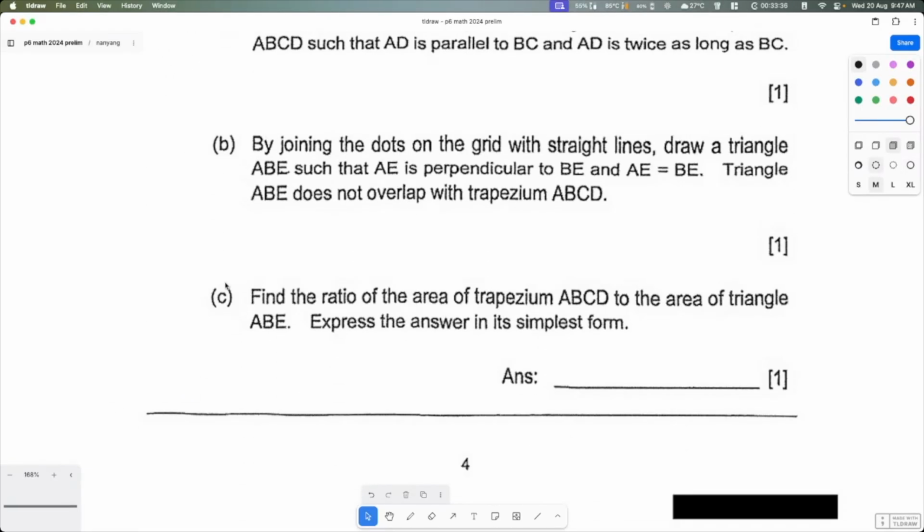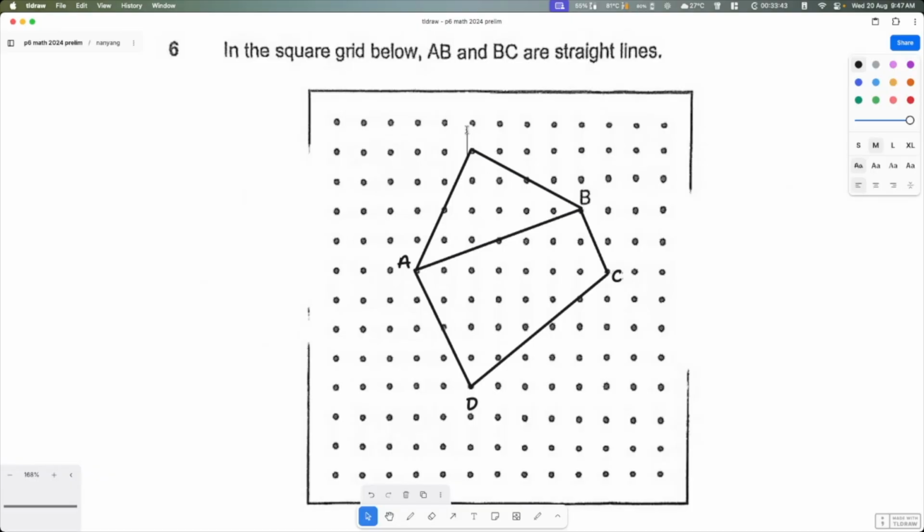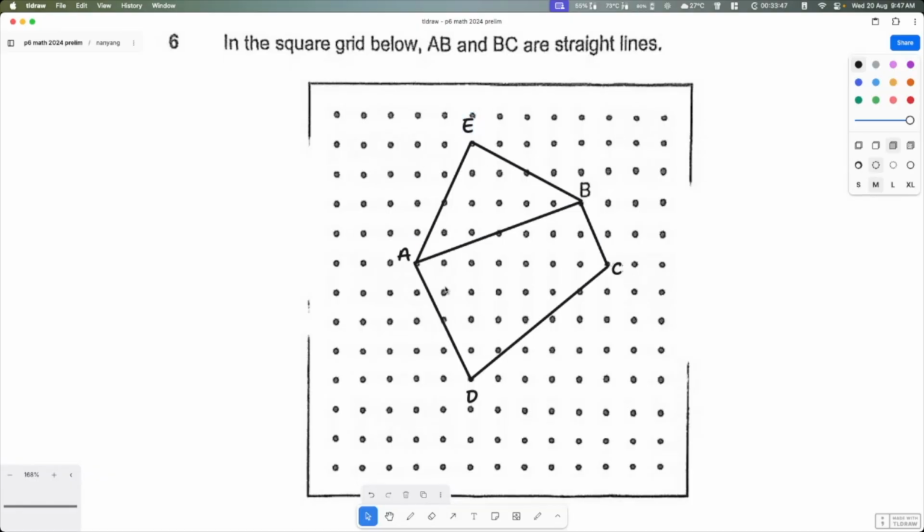For part C, find the ratio of the area of trapezium to the area of triangle ABE. Express the answer in its simplest form. Let me just put E here. What we can do is split this into two triangles. The right angle triangle over here, we can split into two triangles. So this is the height of 2, and then the base over here is 1, 2, 3, 4, 5. So this is 5.